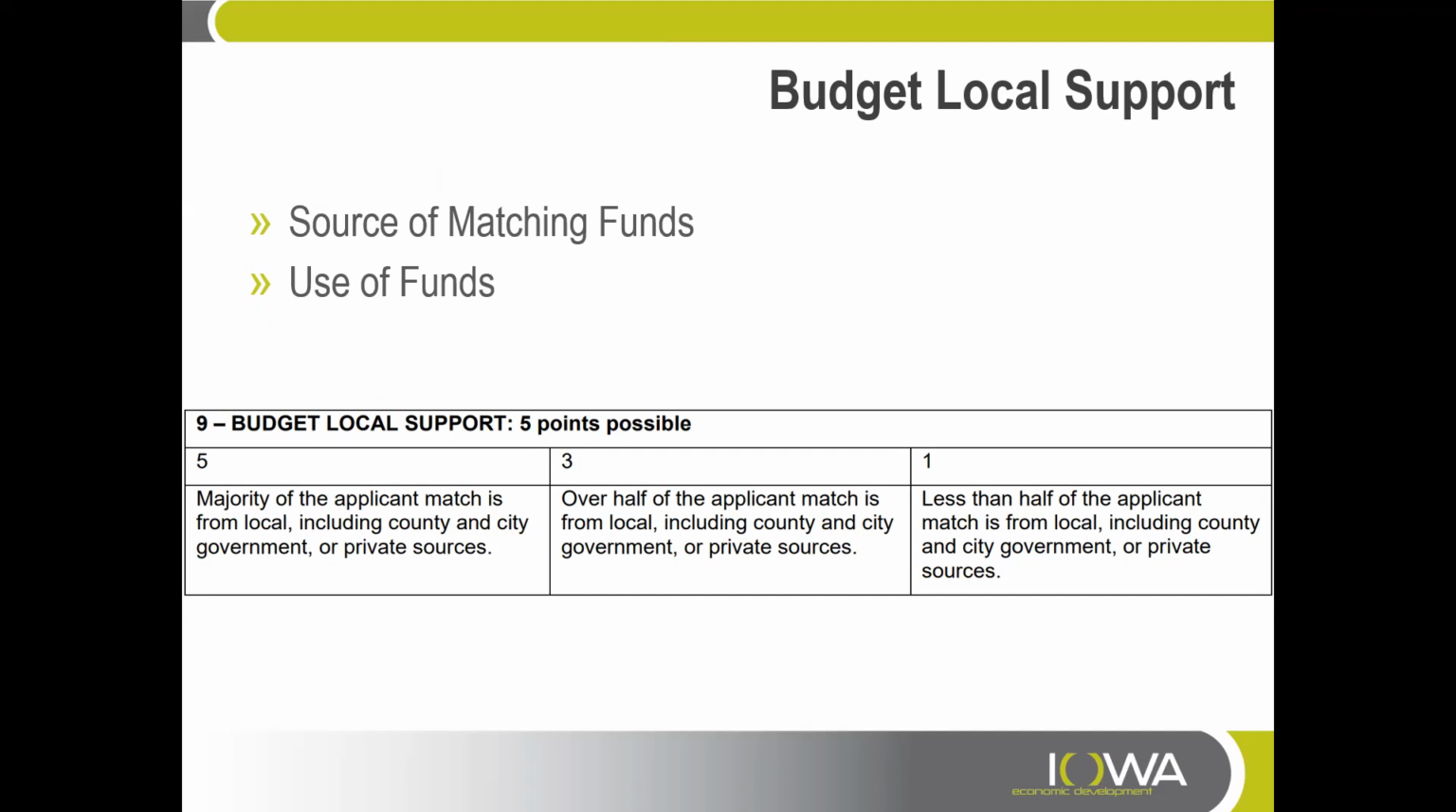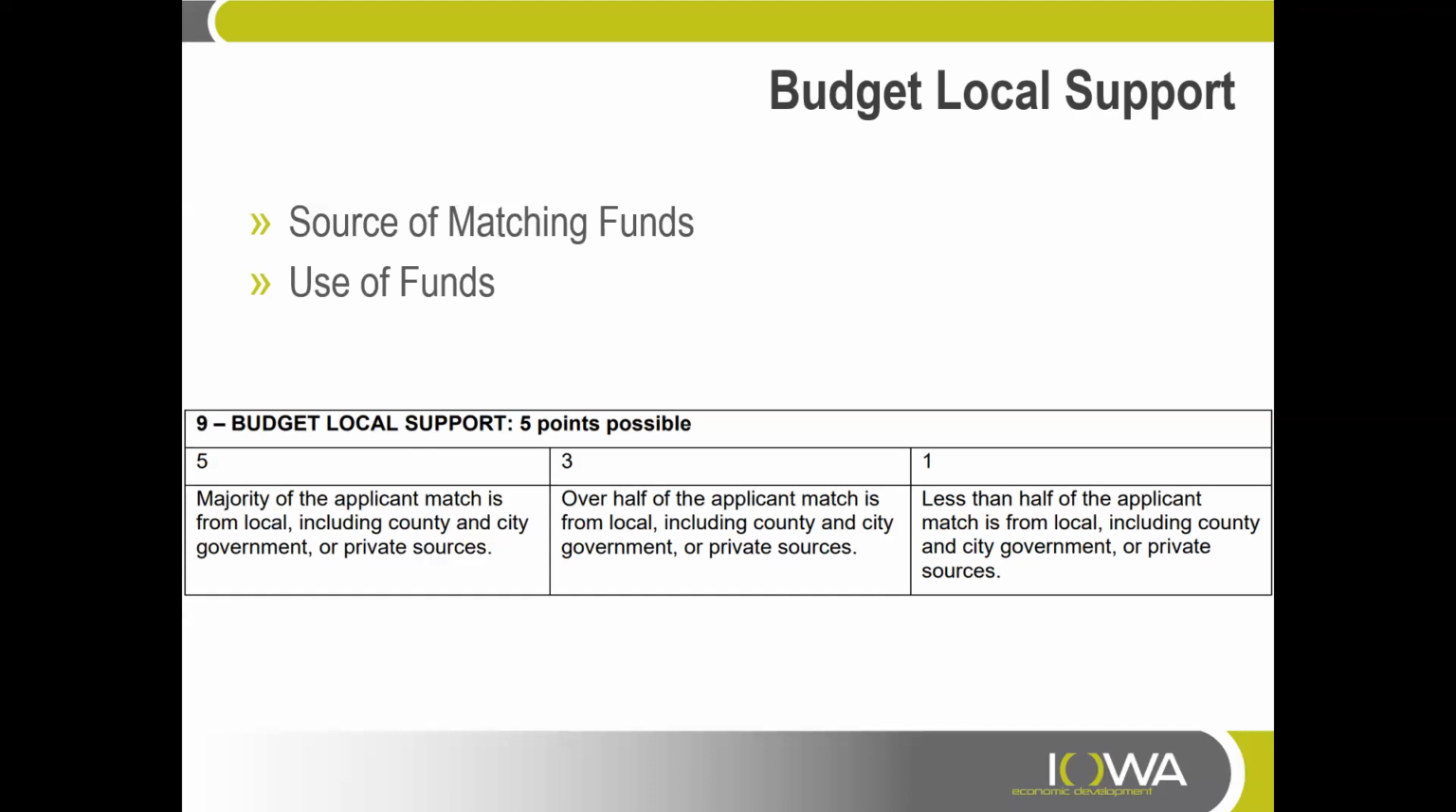Finally, the budget local support is the source of the matching funds and the use of funds. So the source can be anything, but the stronger scoring section will be those that have local match. So we're looking at city or local government is the most common. We have received some applications where it's maybe a foundation, a local nonprofit, someone who is involved in the housing efforts can also be supplying that match.